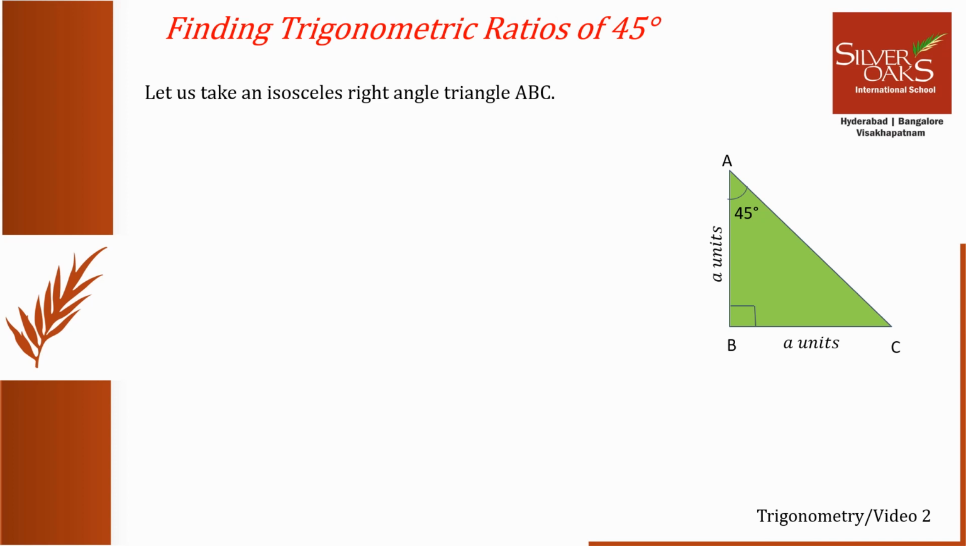Let us take the sides AB and BC as A units. Then the hypotenuse, using the Pythagoras theorem, we find the side AC. AC square is equal to AB square plus BC square. Taking AB and BC as A units, you will get AC square as 2A square. AC is square root 2 A units.